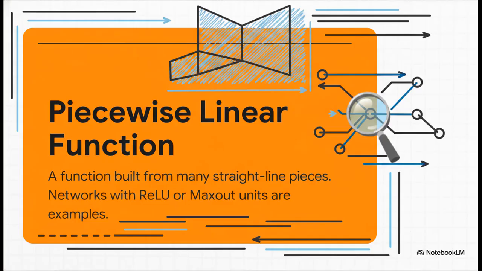Okay, so at their core, a lot of the neural networks we use today are what you'd call piecewise linear functions. Now, I know that sounds super technical, but the basic idea is really simple. Just imagine building something incredibly complex by stitching together millions and millions of tiny, simple, straight-line pieces. That's basically what a neural network is.